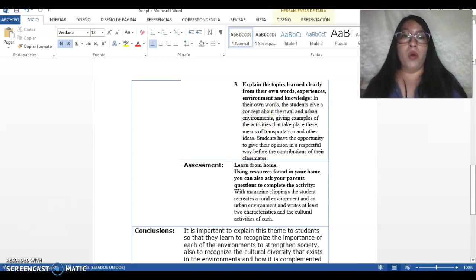In their own words, the students give a concept about the rural and urban environments, giving examples of the activities that take place, their means of transportation, and other ideas. Students have the opportunity to give their opinion in a respectful way before the contributions of their classmates.